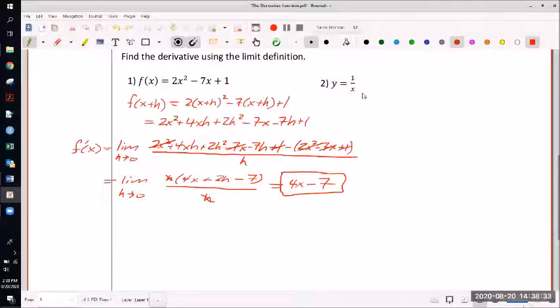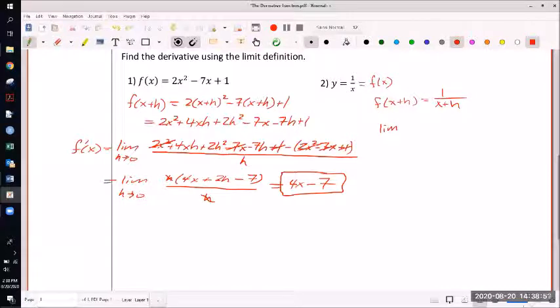Okay, now applying it here, with a slightly different notation, I have y equals 1 over x, but that's synonymous with f of x. So I can use this same definition. I'll first define my f of x plus h, which is going to be 1 over x plus h. And then I will put this together in my limit definition.